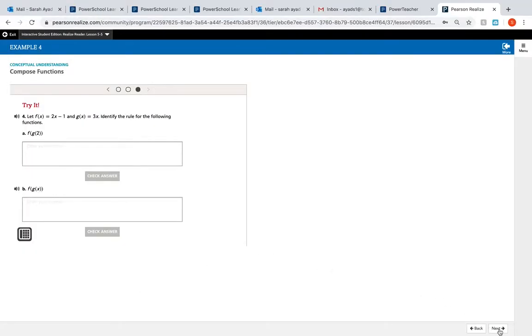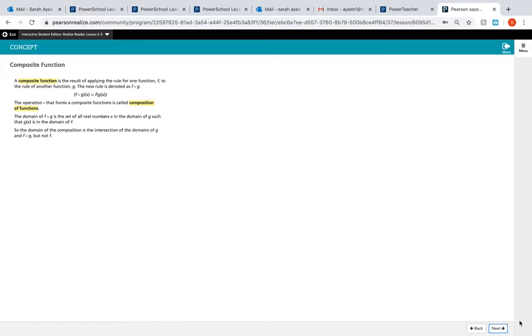All right, let's look at our next example. So this here is just talking about that notation that I spoke about before. So it could be written as f of g of x or f of g of x. It's going to sound the same, but with parentheses. Okay, so these are the two different notations. They mean the exact same thing.